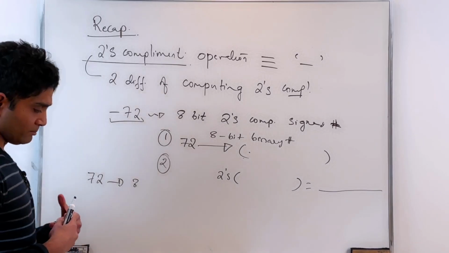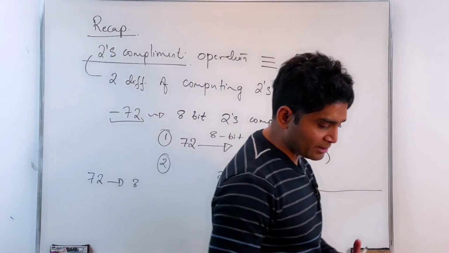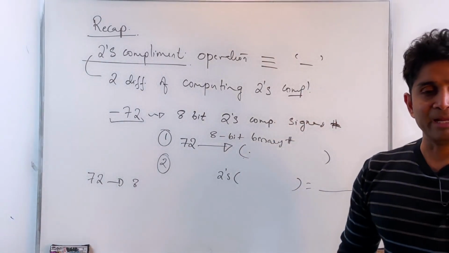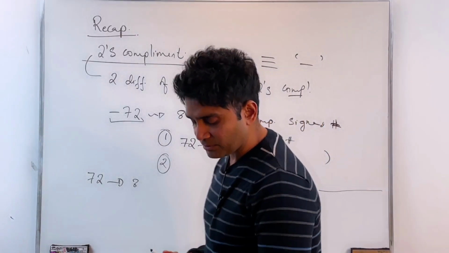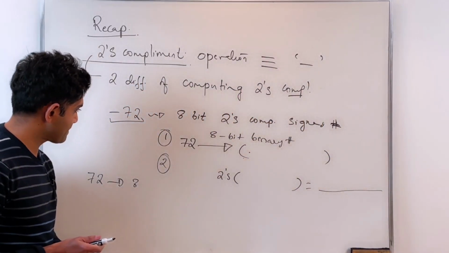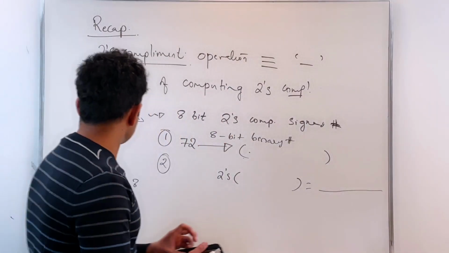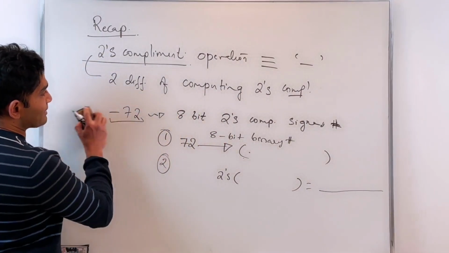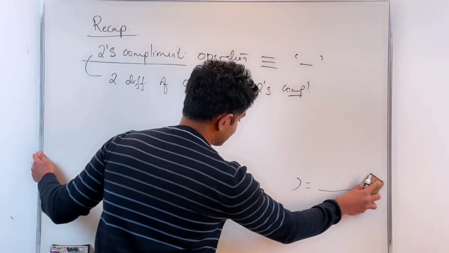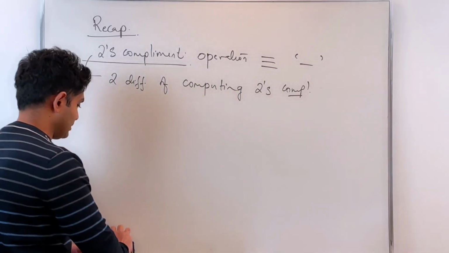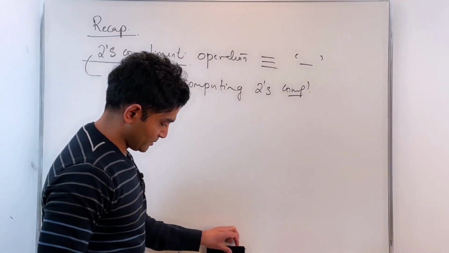Then basically I just take the binary equivalent of that number, and that's the final answer. Okay, and so these are some of the things that we have covered in the last class, and we also looked at an important concept about extension, right?